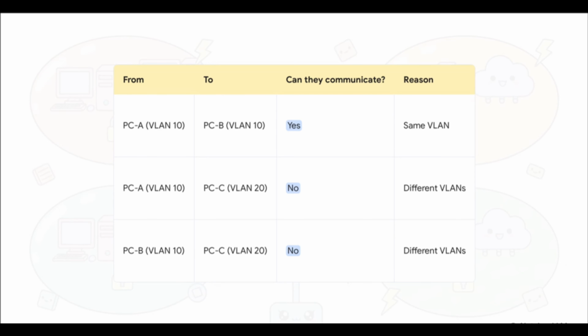PC A can ping PC B because they are both members of the same virtual world, VLAN 10. That trunk link between the switches makes sure their conversation can happen. But PC A and PC B cannot ping PC C. Why? Because PC C is in a totally separate, isolated world, VLAN 20. The digital walls are up, and they are working exactly as they should.